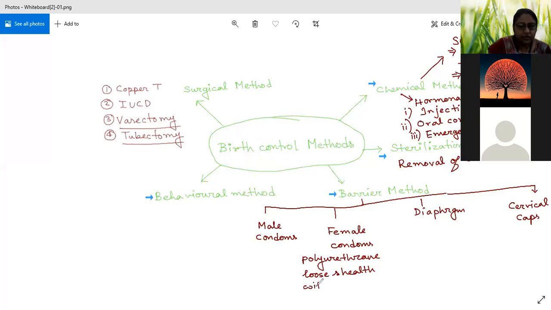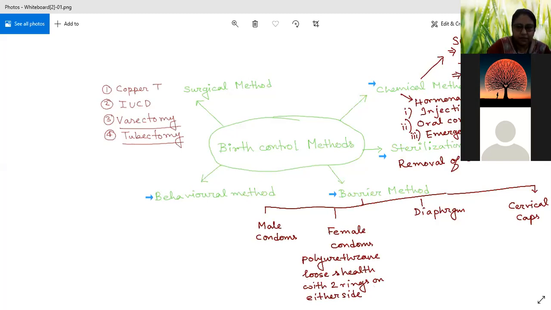They have two rings. So what is the role of these two rings? These two rings are located on either side of the sheath. So what happens is, it can be used more than once.